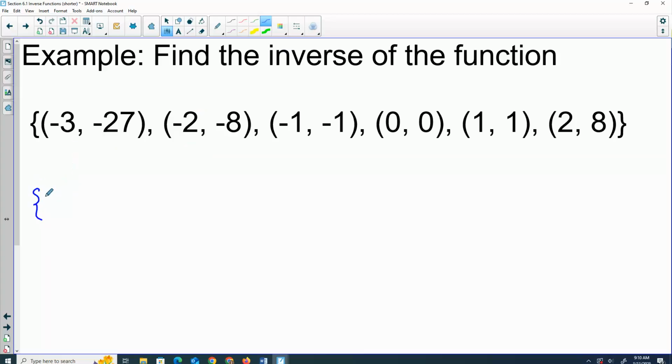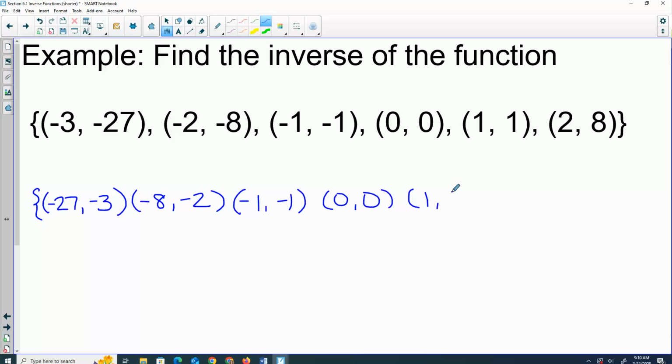So if negative 3, negative 27 is a point on the original graph, what would be the point on the inverse? You're not changing the signs, you're just changing the order. You flip x and y. So negative 2, negative 8 would become negative 8, negative 2. Negative 1, negative 1 would stay the same. 0, 0 stays the same. 1, 1 stays the same. 2, 8 would become 8, 2. So if I give you the ordered pairs, all you have to do is put them in opposite order to get your inverse.